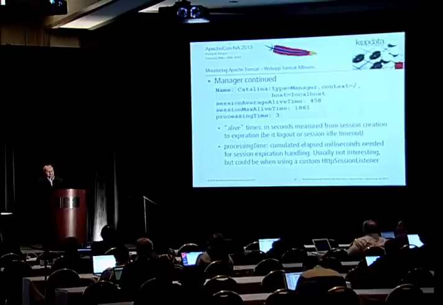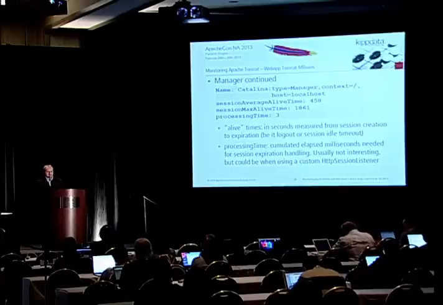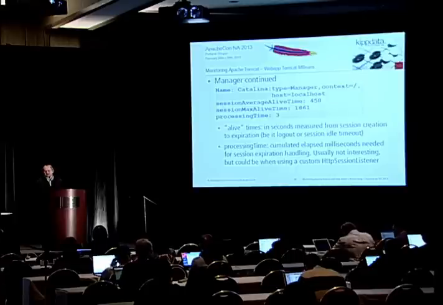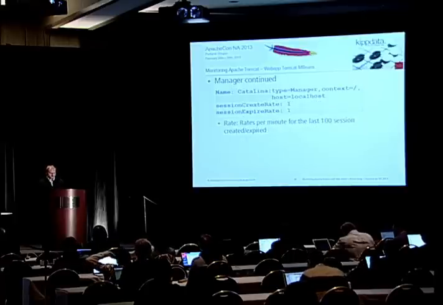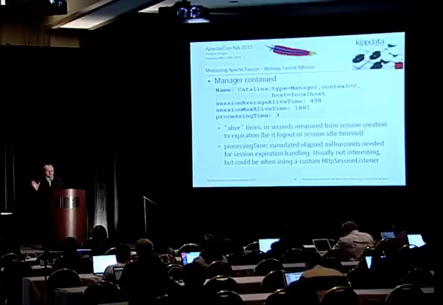Okay, then the Manager MBean is the only MBean that actually provides some rate type statistic itself. It has the average alive time and the max alive time. This is done by using the last 100 sessions, that's the next page, sorry. Session average alive time and maximum alive time are statistics over the whole lifetime of the Tomcat process.